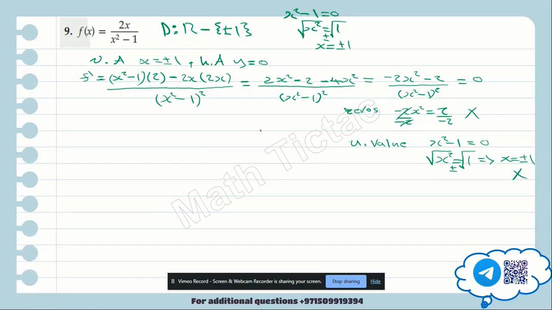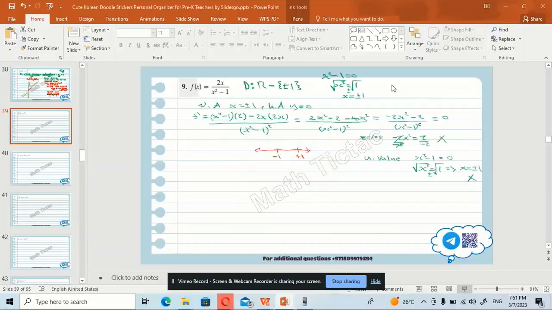So I'll go ahead. So this is my number line. In here we have -1 and we have +1. Now directly I'll substitute values less than -1 in the derivative of the function, which is -2x squared minus 2 over x squared minus 1 squared. So let's see what signs we have over here.